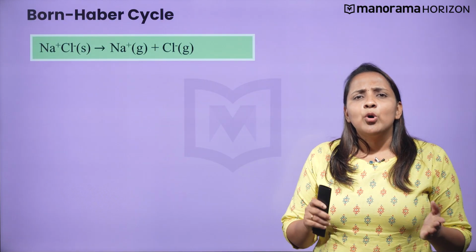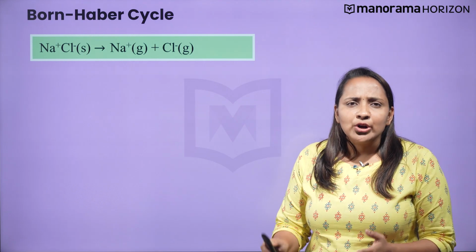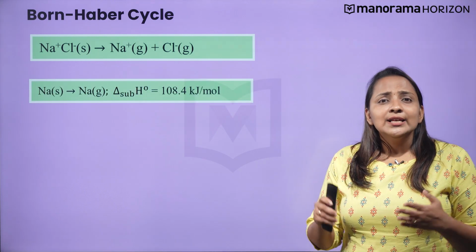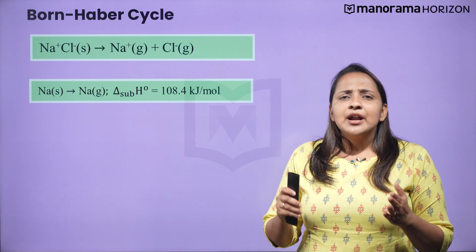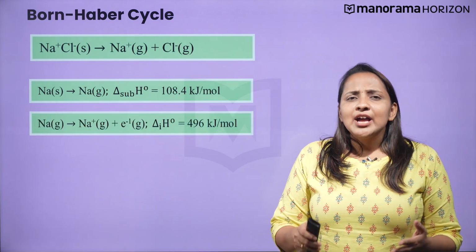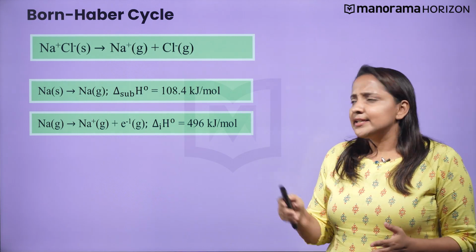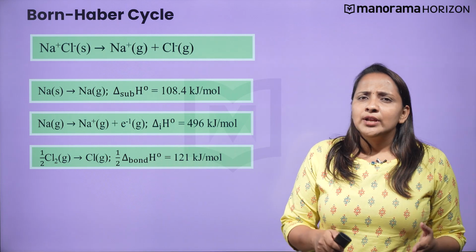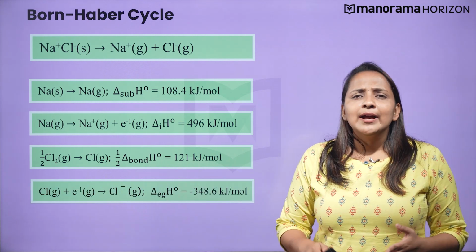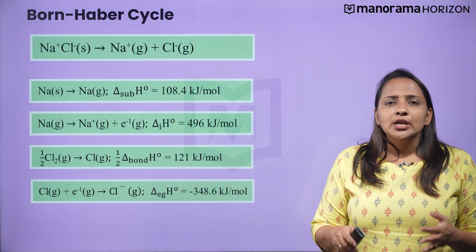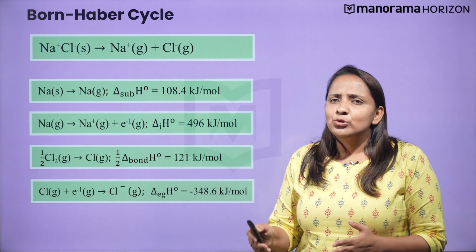We may understand the steps involved in the Born-Haber cycle with an example. Consider the conversion of 1 mole of solid NaCl to gaseous Na plus ions and Cl minus ions. Here, firstly, solid sodium changes to gaseous Na. The enthalpy of sublimation for this step is 108.4 kJ per mole. In the next step, gaseous Na atoms are ionized to give sodium ions. The ionization enthalpy for this step is 496 kJ per mole. Similarly, dissociation of chlorine takes place. The enthalpy of dissociation of chlorine is 121 kJ per mole. This is followed by chlorine atoms accepting 1 electron and changing into chloride ions. The electron gain enthalpy for this step is minus 348.6 kJ per mole.